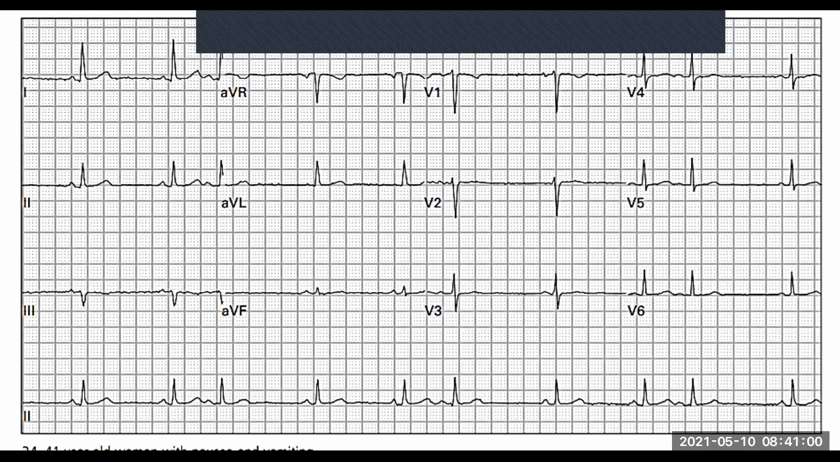But what can cause rhythm abnormalities? What can make the heart beat in a weird way? Almost had it. You just mumbled it to your mask. That's the only thing. Very good. Electrolyte abnormalities, 100% correct. And remember, she's got nausea and vomiting as well.